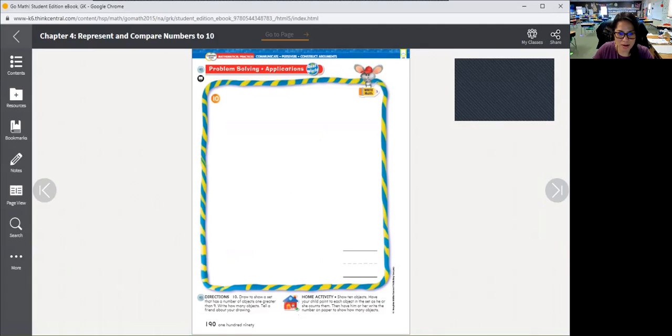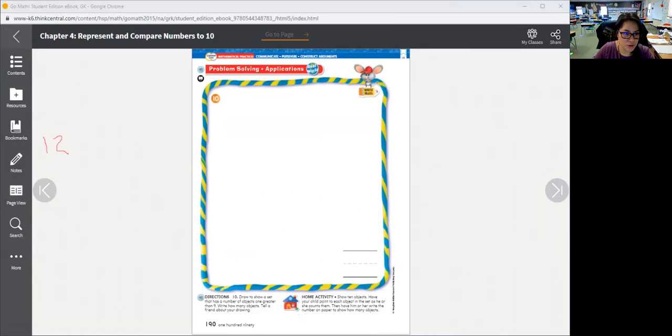And here we are. This is what we need to do on number 10. Let's follow the directions. It says, draw to show a set that has a number of objects 1 greater than 9. Uh-oh, 1 greater than 9. Let's look at the number line. 1, 2, 3, 4, 5, 6, 7, 8, 9, 10. This is the number line right here. Okay, we can't have the number line all the way to 10. It says you have to draw 1 more greater than 9.